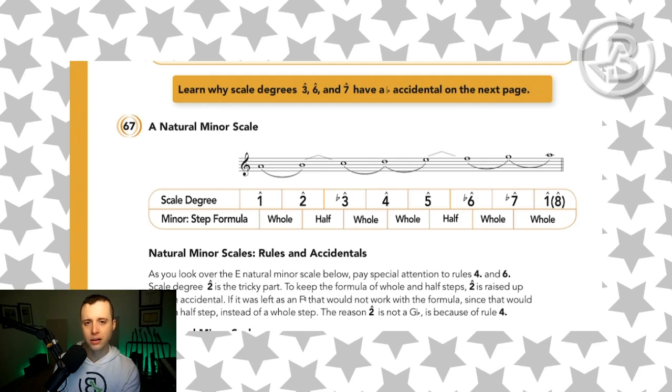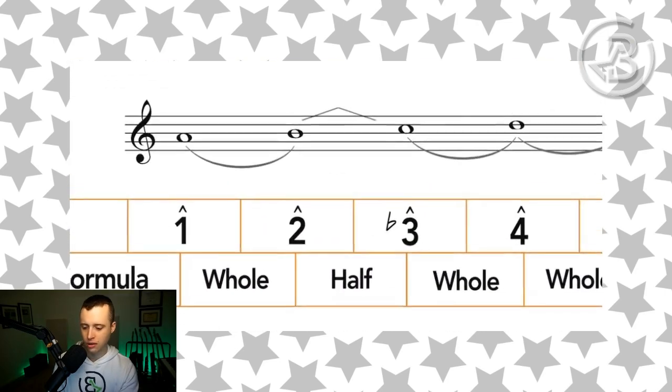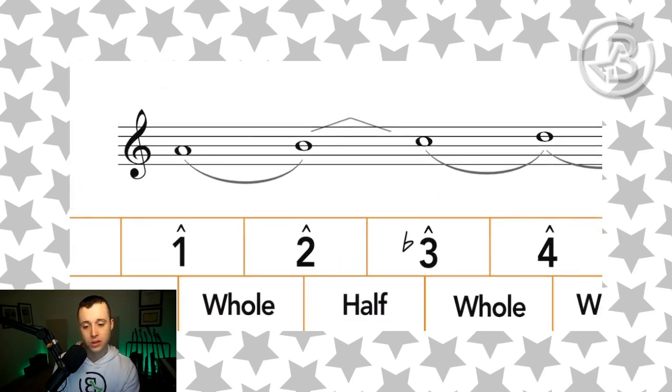We can see that the minor step formula works basically the same way as the major step formula, just with a different series of whole and half steps. Now let's plug that in and make sure it's correct. Okay, from A to B, we're skipping A sharp or B flat, so that's 2 houses down on the full musical alphabet. That's a whole step.